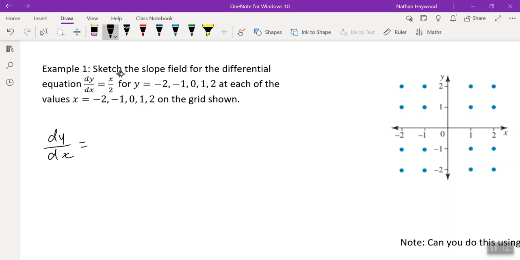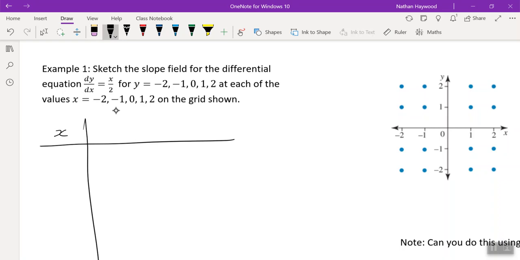So you have to first look at what the derivative is in terms of. Here's my handy table. The derivative is in terms of x, so that's going to be our first column. The second column is all the different slopes or gradients. Let's start with x equals -2. We sub it in and get -2 over 2, which is -1. Does that make sense?